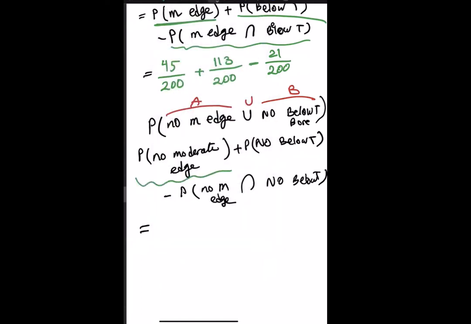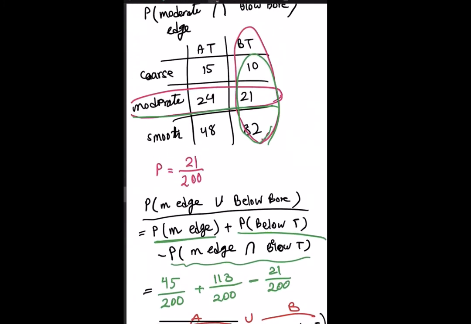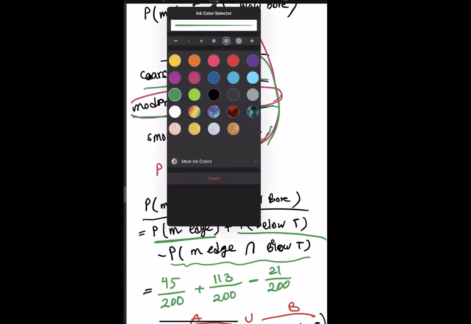The chance that the part does not have a moderate age. Where is it? Isn't it supposed to be the prime of moderate age? Okay, where is it? Which row or column? It's the first column. So it's 15 and 48. First column. So I just want no moderate age. I'm not caring about the bore part. First and third row. Right?